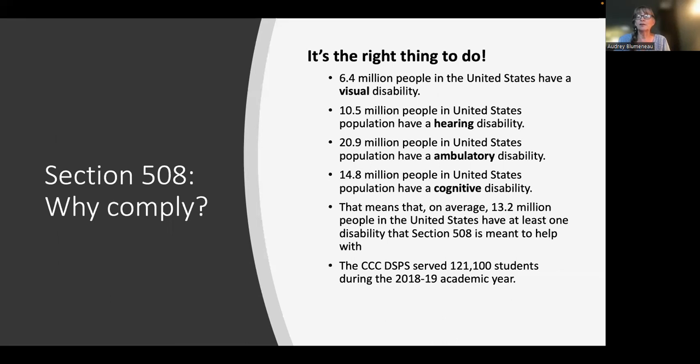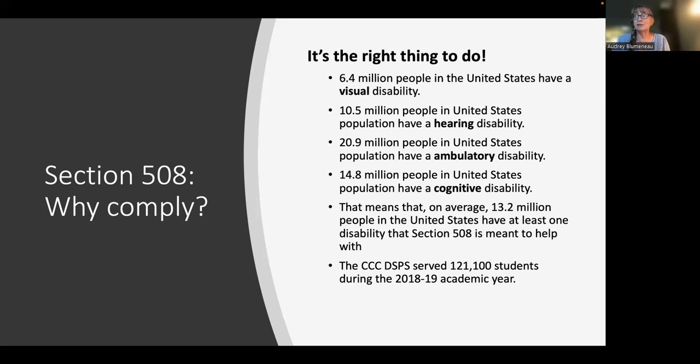Right. So 6.4 million people in the U.S. have a visual disability. 10.5 million have some kind of hearing disability. We've got 20.9 million who have some sort of ambulatory disability, 14 million with a cognitive disability. And that means on average that about 13.2 million people in the United States have at least one disability that Section 508 is meant to help with.